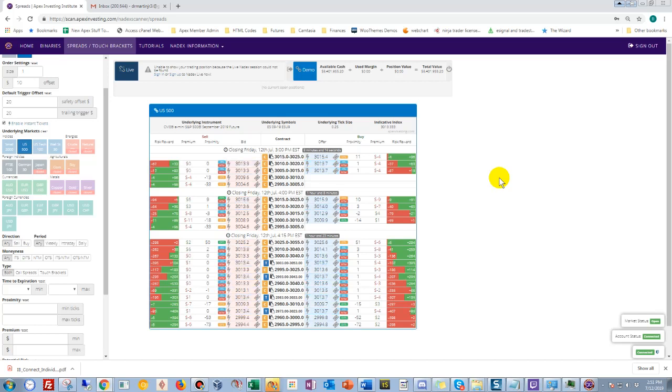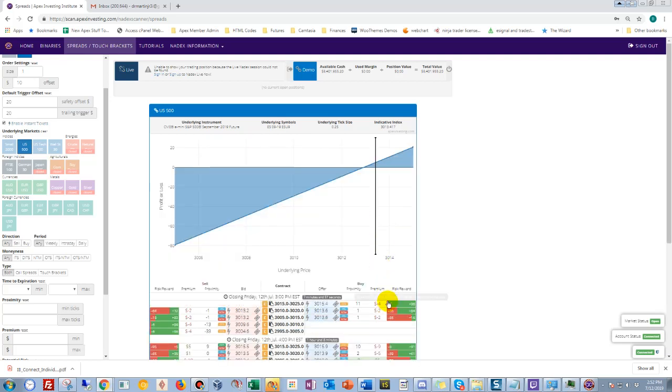And you have what's called extrinsic and intrinsic value. Those are really fancy words, okay? One means time value, one means real value. So what the premium will tell you is if the market doesn't move at all, you'll make that much.